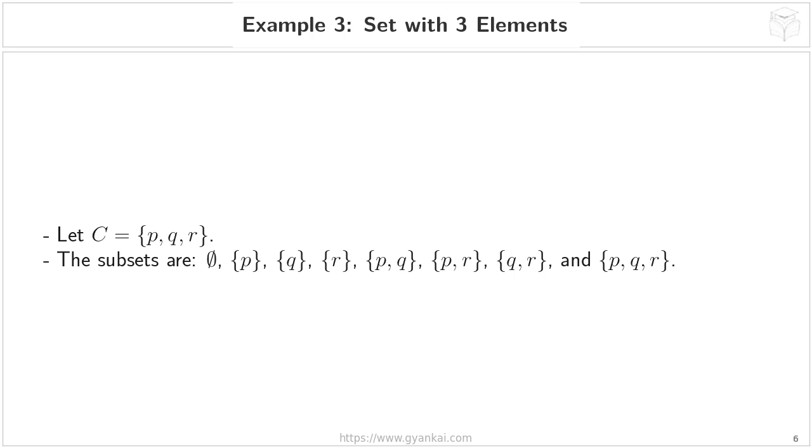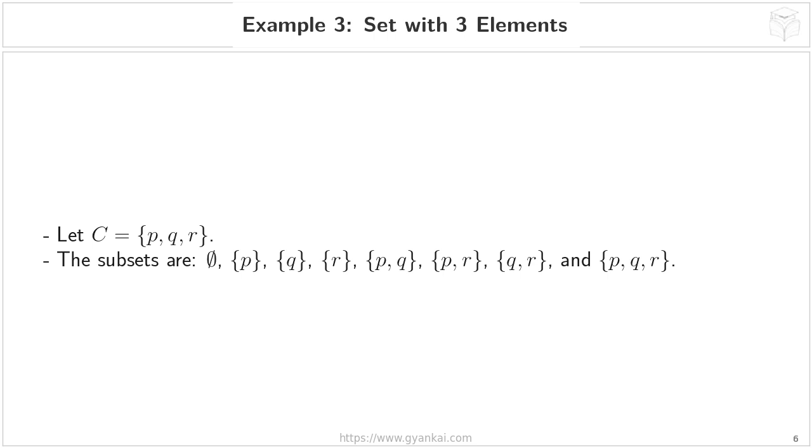Now let's list out all the possible subsets of this set C. Remember, we need to include the empty set. That's a crucial first step. So we have the empty set, which we denote as the symbol for the empty set. Then, we have subsets containing just one element, the set containing P, the set containing Q, and the set containing R. Next, we move to subsets with 2 elements.